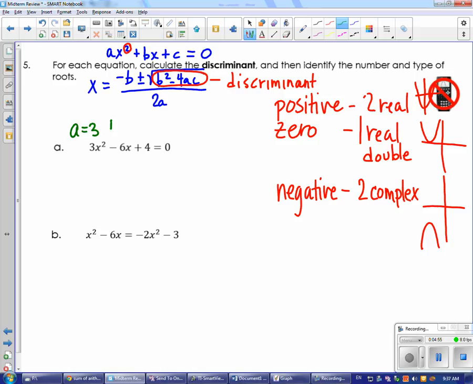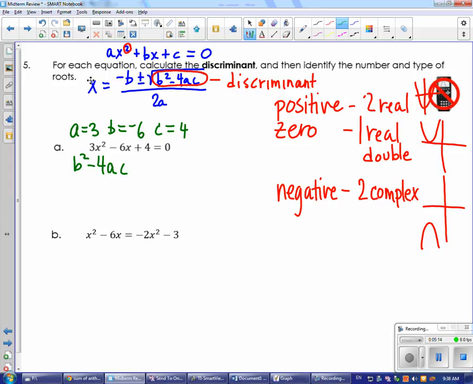So a is 3, b is my middle term, which is -6, and notice that I'm not including x. It's just the numbers themselves. And again, this is the non-calculator part of the exam. So to compute the discriminant, I want to do b squared minus 4ac.